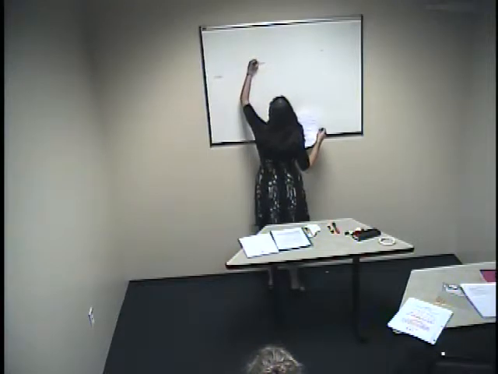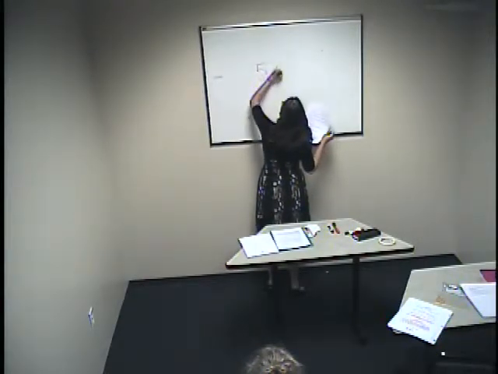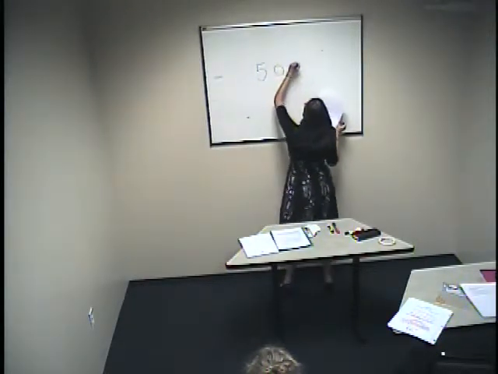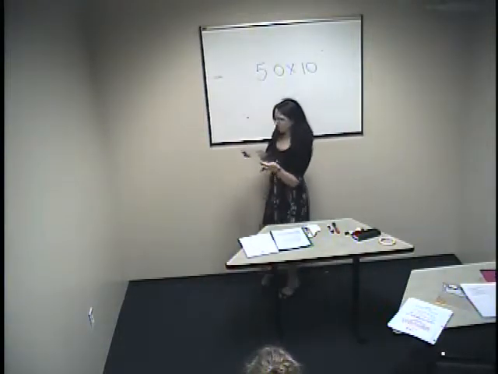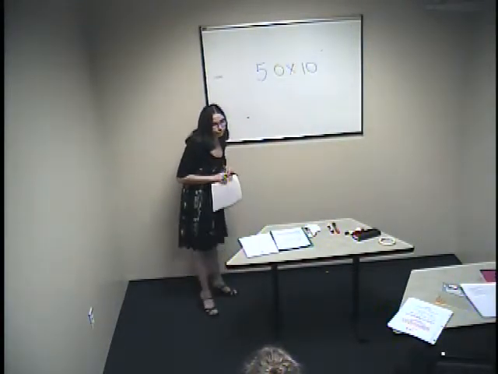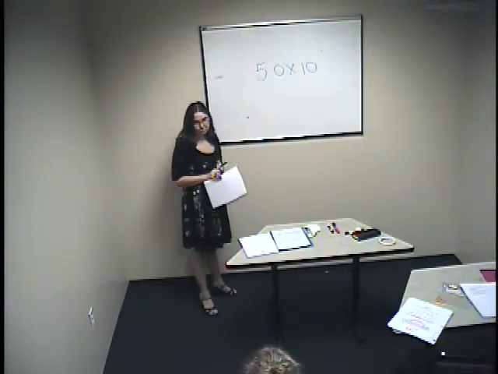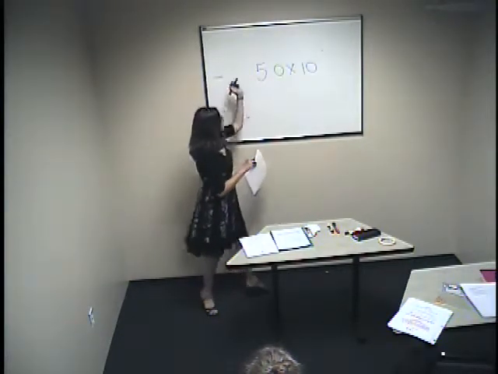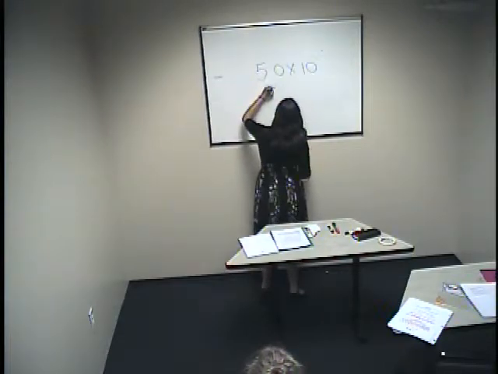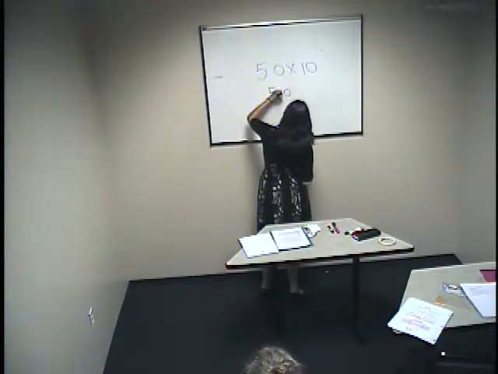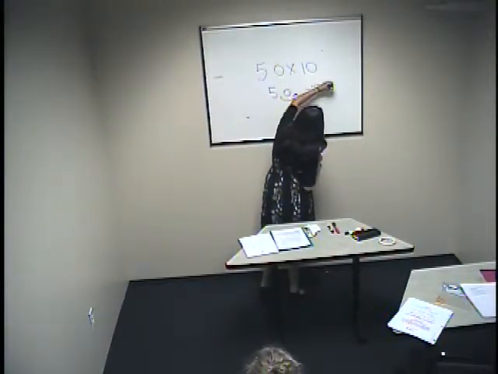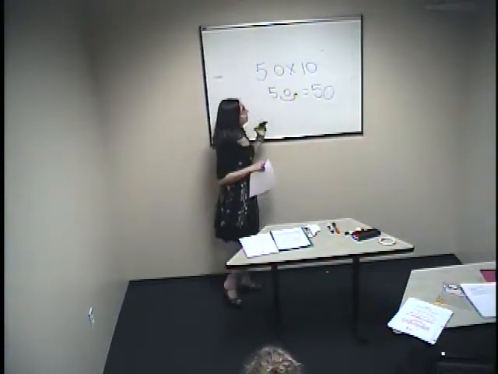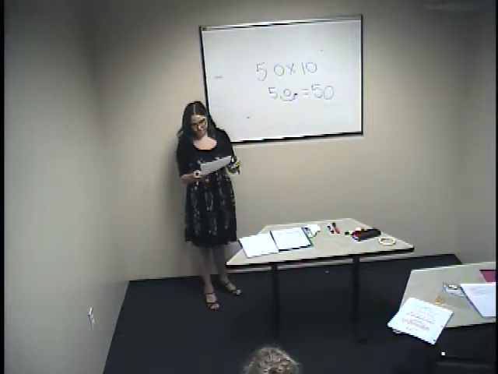So if we took 5.0 and we multiplied it by 10, then which way do you think the decimal would move? To the right. So it would be 5.0 and we move it to the right, and that would equal 50, right? So then 5 times 10 is 50.